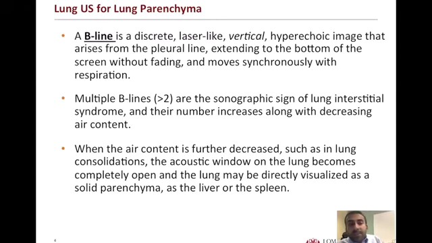So the concept of B lines is that when you have differentiation in lung density, you get a vertical hyperechoic image arising from the pleural line, extending throughout the ultrasound image, that moves synchronously with respiration. These B lines are secondary to, again, the differentiation in the air content or density in the tissue planes.